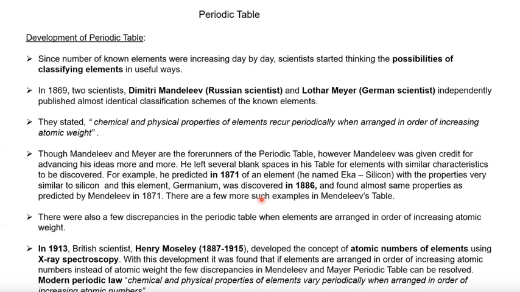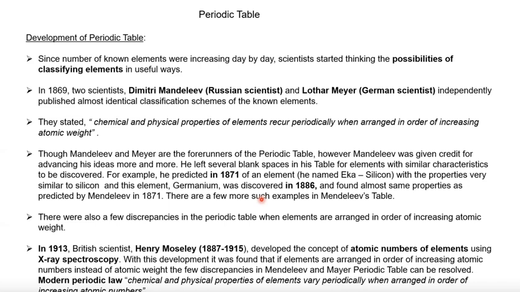What they said is that the chemical and physical properties of elements recur periodically when arranged in order of increasing atomic weight. Though Mendeleev and Meyer are the pioneers, Mendeleev was given more credit for advancing his idea. When he arranged elements in his periods, he left several blank spaces, saying that some similarities of properties are there, but no elements are discovered.